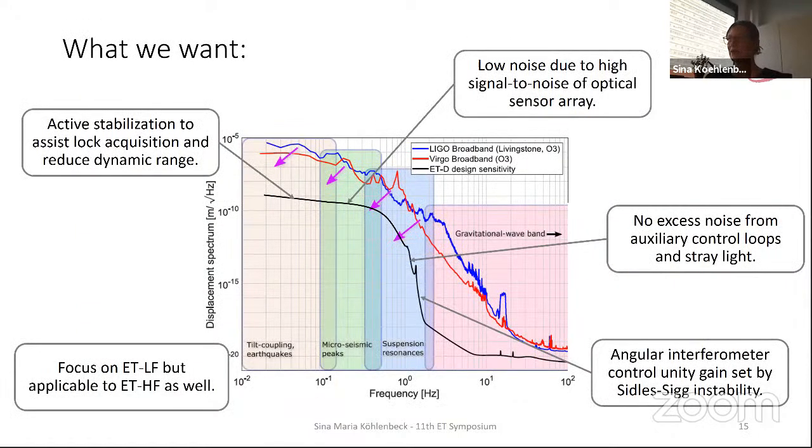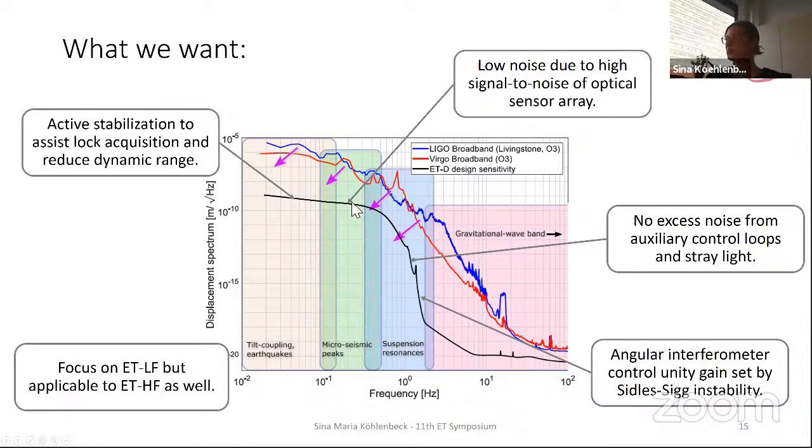So this is already my last slide. And this is where I would like to talk to you about what we want to achieve if we have such isolated platforms. And this is here at the low frequency range. We would like to help with the active stabilization, the lock acquisition, and also reduce the dynamic range of the interferometer signal, and this mid frequencies where the microseismic peak usually occurs.